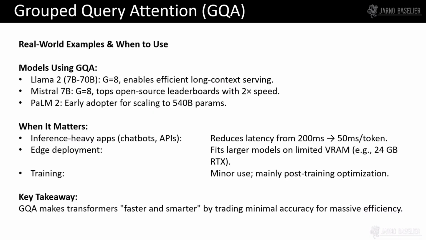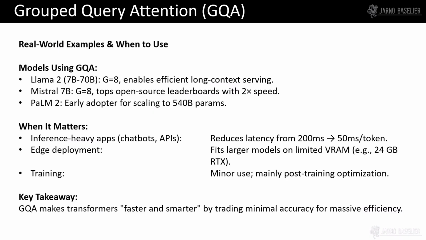So when does it matter? When inference heavy apps use it, chatbots, APIs, etc., where we can reduce the latency from 200 milliseconds to only 50 milliseconds per token, so 4 times as fast. With edge deployment, which fits larger models on limited VRAM, and for training, this has a minor use, but mainly post-training optimization is where this shines. So the key takeaway is that GQA makes transformers faster and smarter by trading minimal accuracy for massive efficiency.